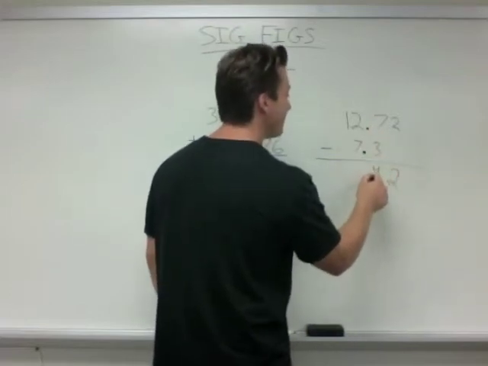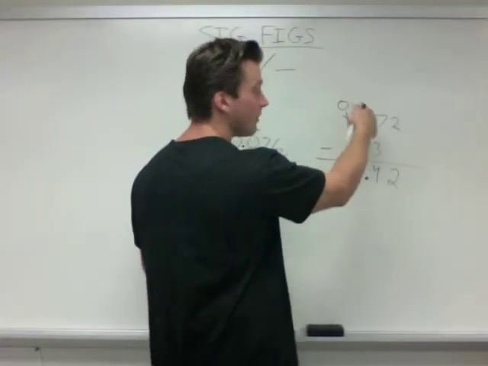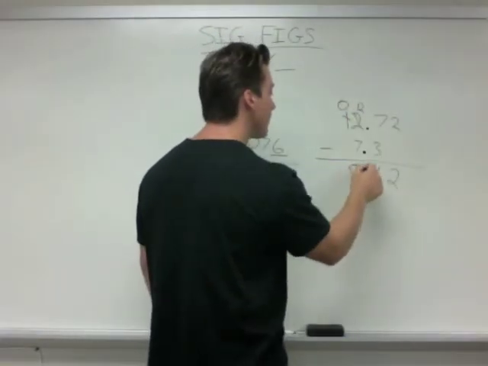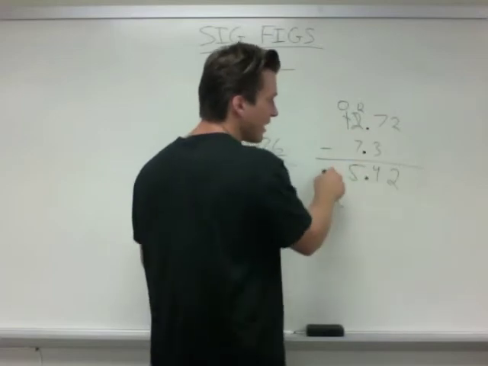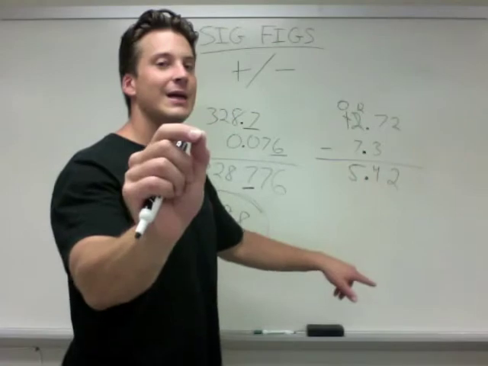4, decimal point. 2 minus 7 I can't do. I have to cancel that out. This becomes a 12, right? 12 minus 7 is 5. And 0 minus 0 is nothing, so I'm not even going to bother putting anything there. So this is my final result. Is it my final answer?